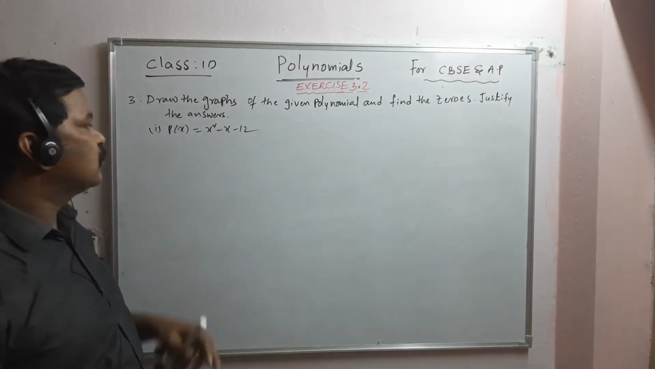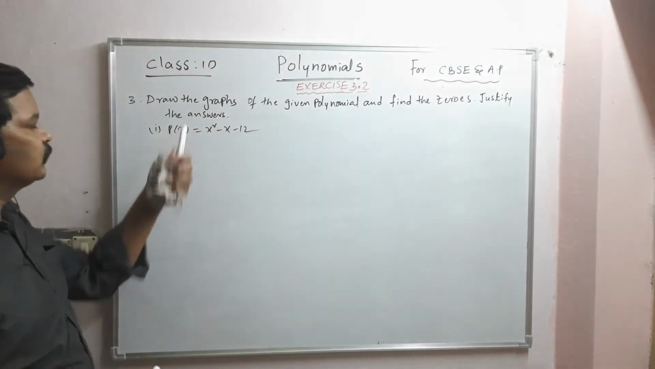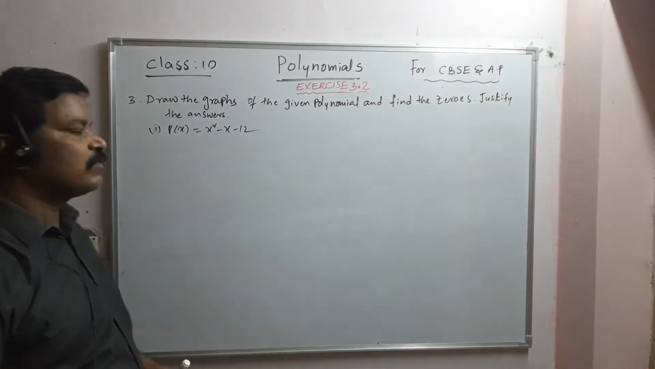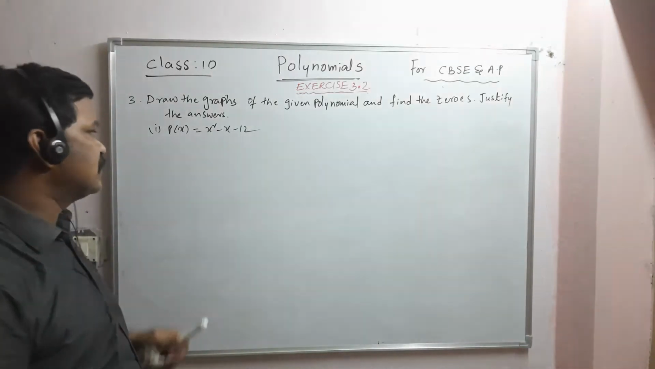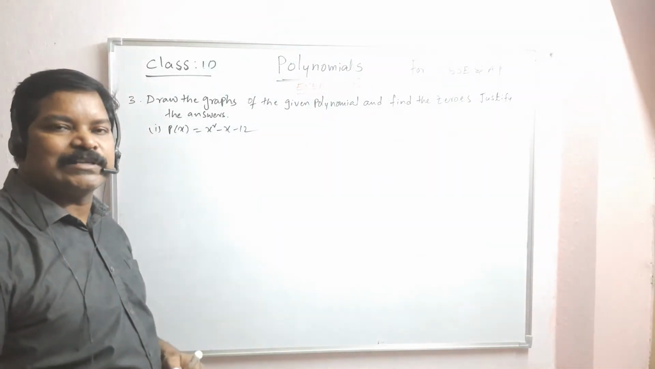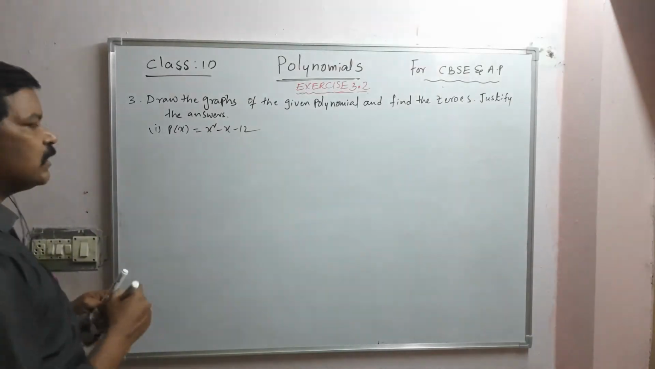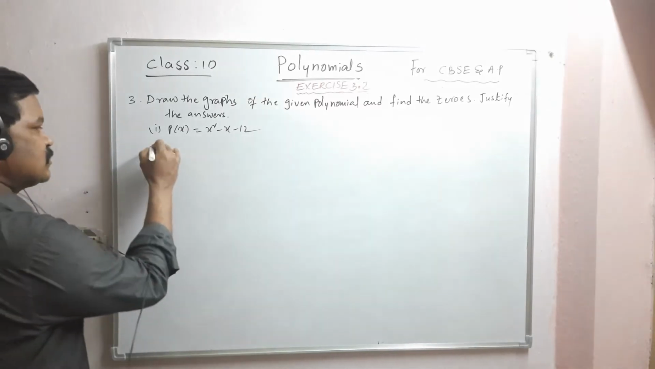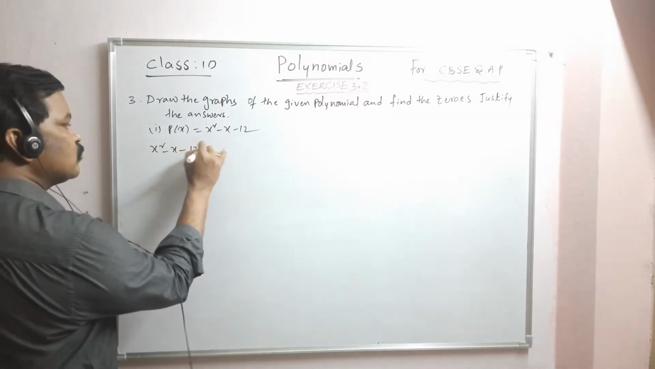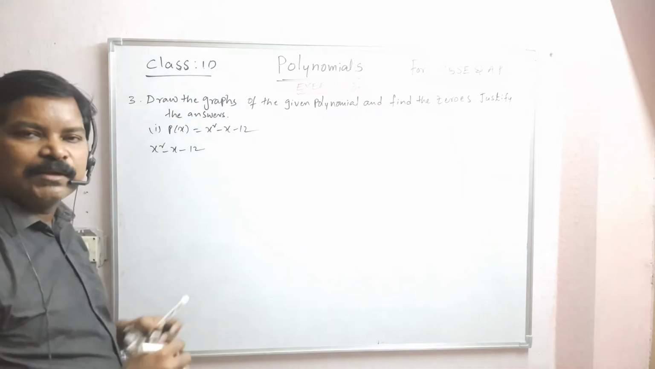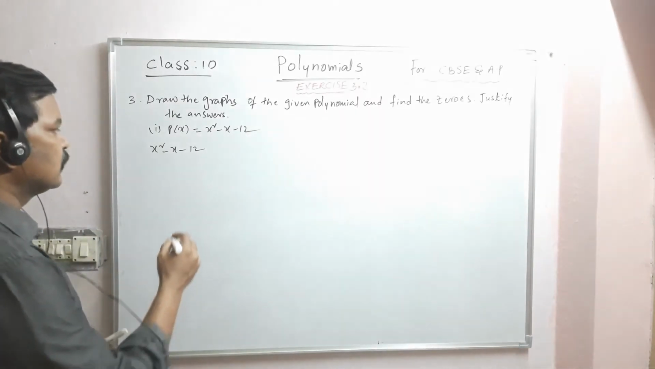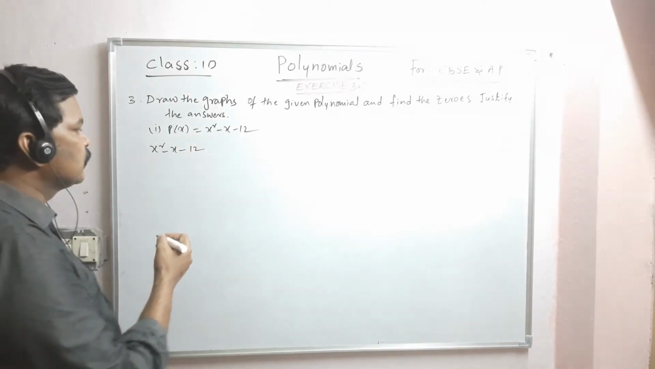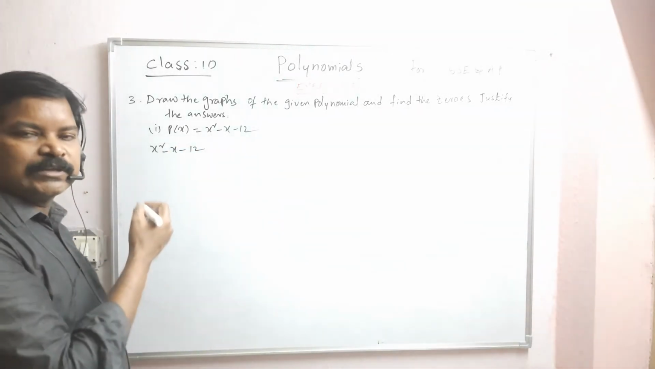Here the third question is like this. Draw the graph of the given polynomial and find the zeros. Justify the answers. The first graph is p of x is equal to x square minus x minus 12. Here, to draw this graph, first let us find out the zeros of this polynomial by splitting the middle term. Actually, this graph is very important. For 4 marks, it is very important.